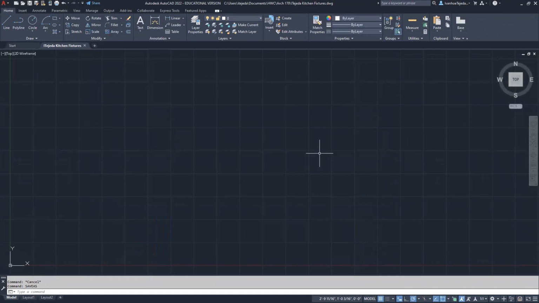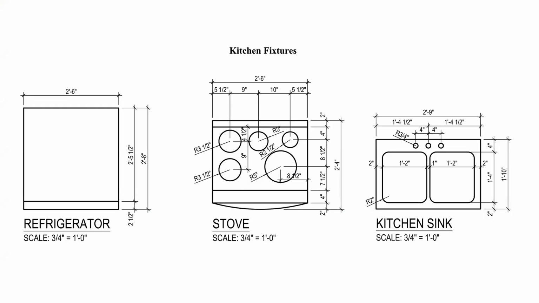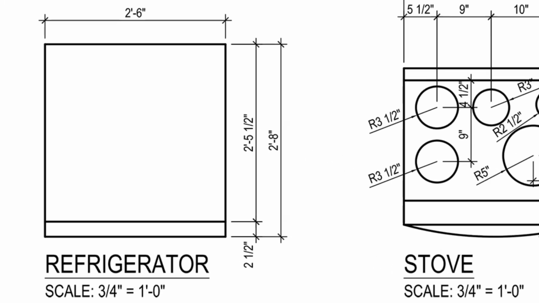And now I will begin drawing my fixtures. I'm going to go back to my example, and it doesn't indicate where to begin, where 0,0 should be, but I'll go ahead and select the lower left hand corner of my refrigerator to be that starting point. My refrigerator is made up of 4 lines, and the overall dimension of the 4 lines that create that rectangle are 2'6" by 2'8". So let me start there.